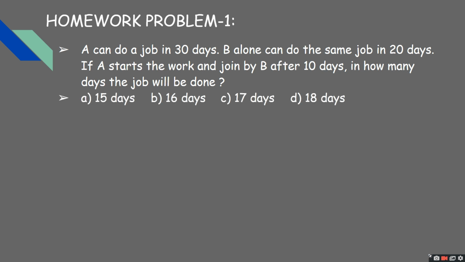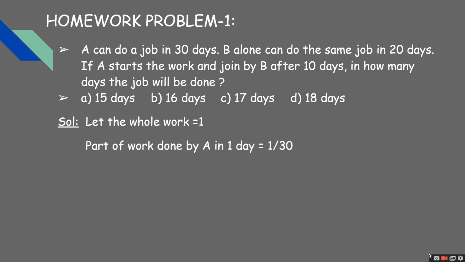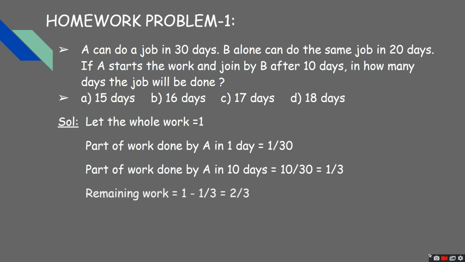As we discussed earlier, the first step is to assume the whole work is 1. Now we have to calculate the part of work done by A in 1 day, which equals 1 by 30, since A can do the job in 30 days. In this question, it is mentioned that B joined A after 10 days. So, calculate the part of work done by A alone in 10 days, that equals 10 by 30, which gives 1 by 3. Now, we will calculate the remaining work that should be done by both A and B after 10 days, that equals 1 minus 1 by 3, which equals 2 by 3.